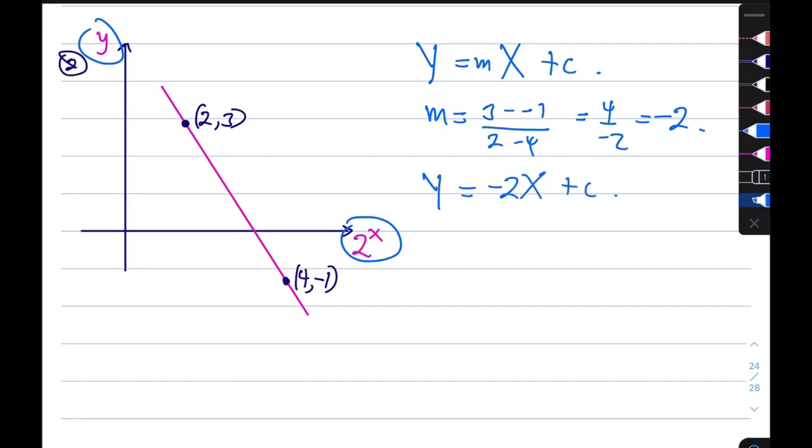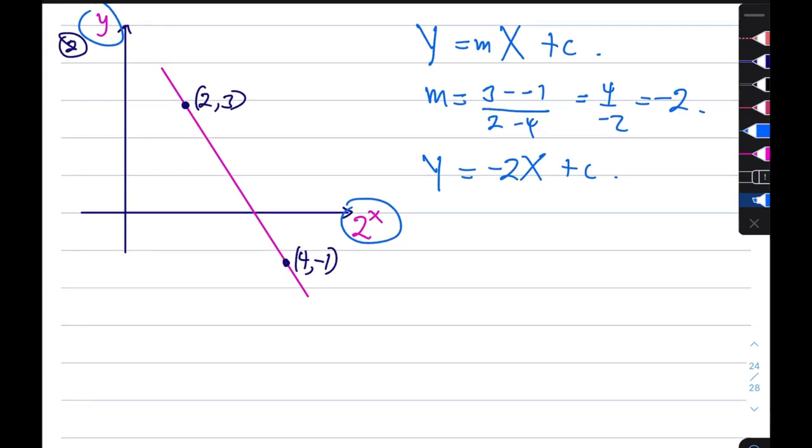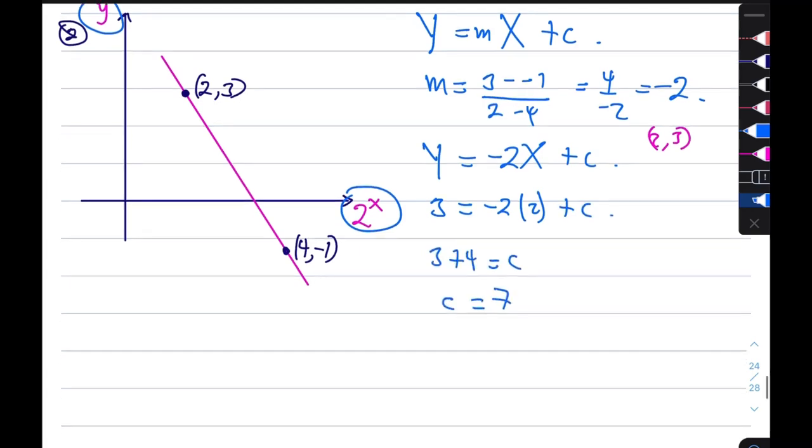But we need to find the value of c. So take one of the coordinates. Maybe we can work with 2, 3. All right, so that will give us 3 is equal to -2 into 2 plus c, giving us 3 plus 4 equals c. So c is what? 7. Okay, if c is 7, then this equation can be written as big Y is equal to negative 2 big X plus c, but c is 7.